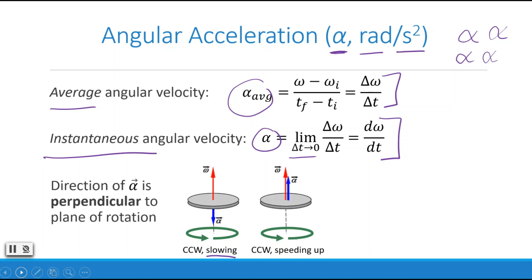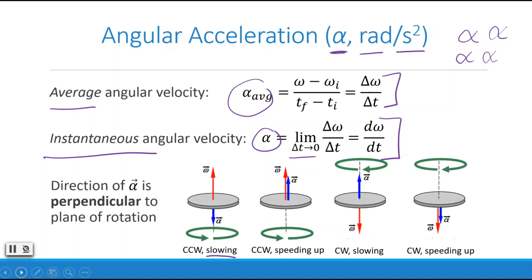If I'm going counterclockwise and speeding up, both angular velocity and angular acceleration are positive, so pointing up. If you're going counterclockwise and slowing down, your angular velocity is up, so it's positive, but your angular acceleration is going to be negative because you're slowing, so they have to be opposite. And if you're going clockwise and speeding up, they both have to be in the same direction. In this case, they will both be negative.